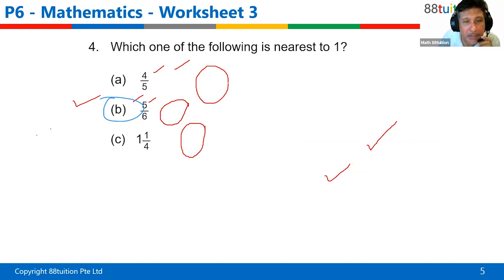All right, okay, now where's my pen? Now I cannot find my pen. Oh, there it has gone up there.